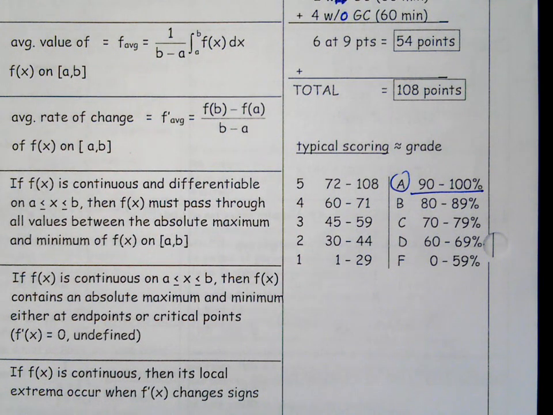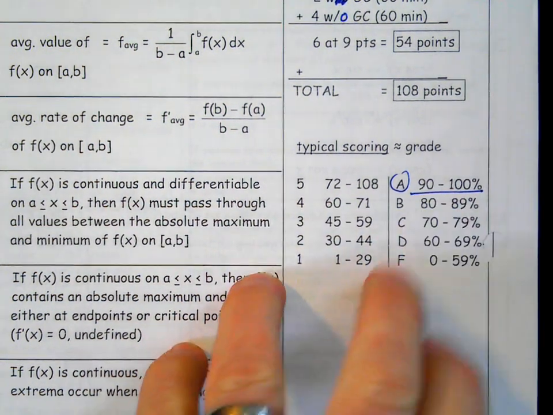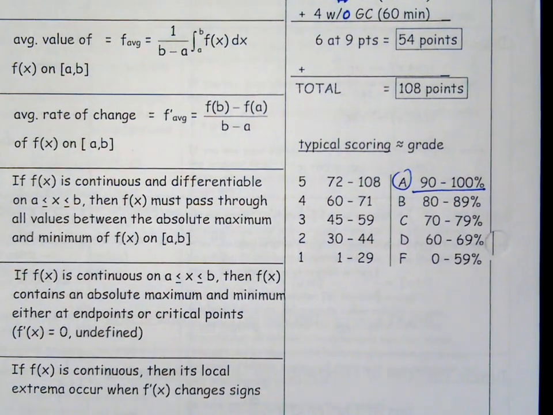But on your practice test, if you score, say, a 72 out of 108, which is a 67%, I'm going to give you an A minus, a 90%. So I'm going to scale your scores into out of 100 based off of this idea.